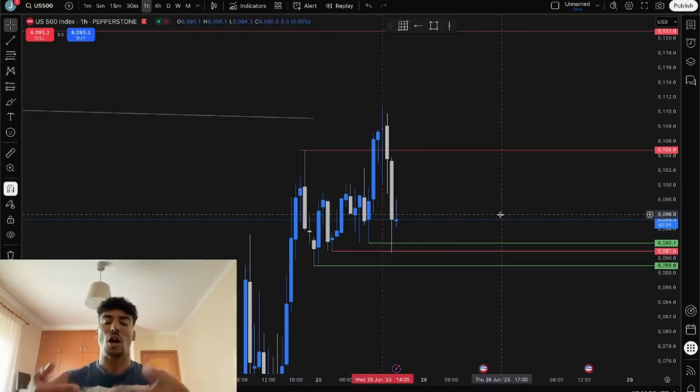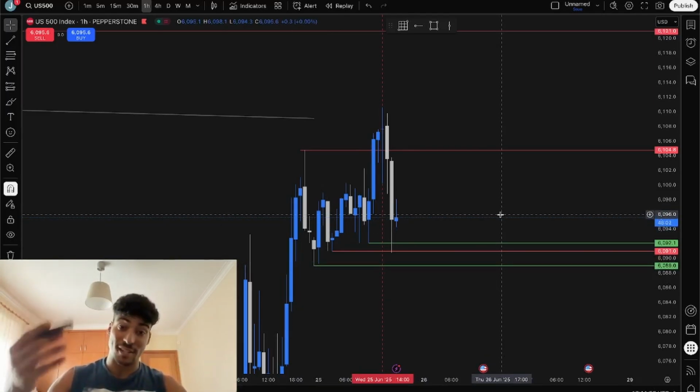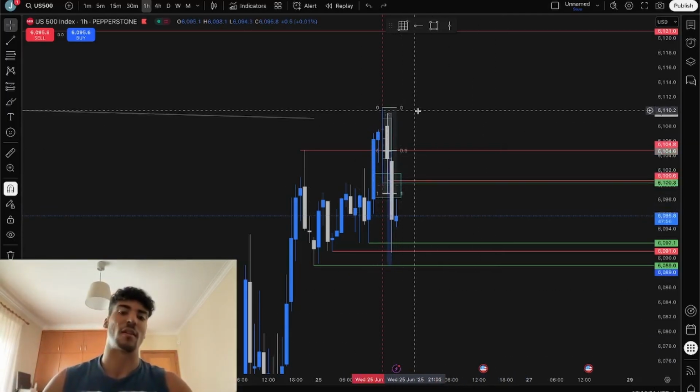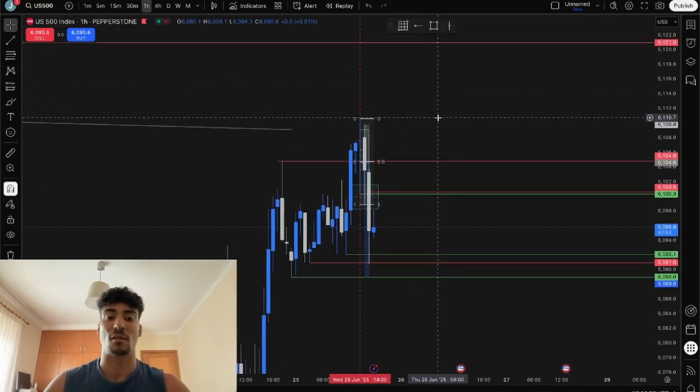What is this? Low resistance draws on liquidity. So low resistance high time frame draws on liquidity. This is super strong draws on liquidity. What happens? Price goes there. But what happened prior is what screwed me over.